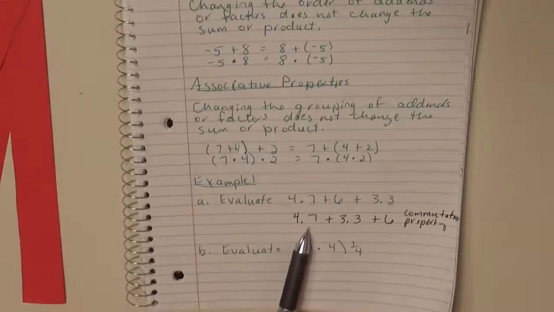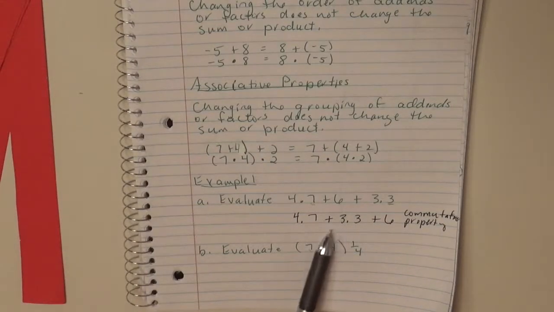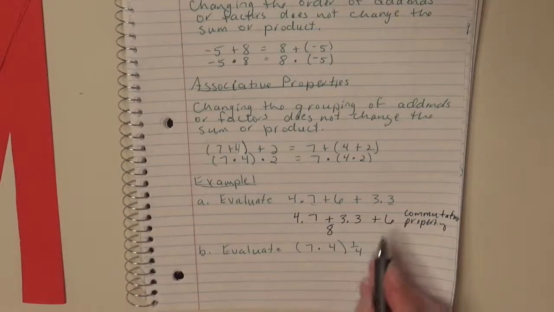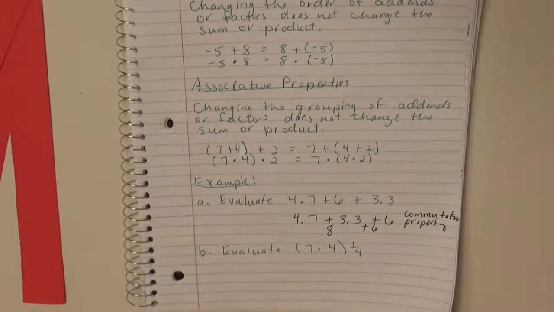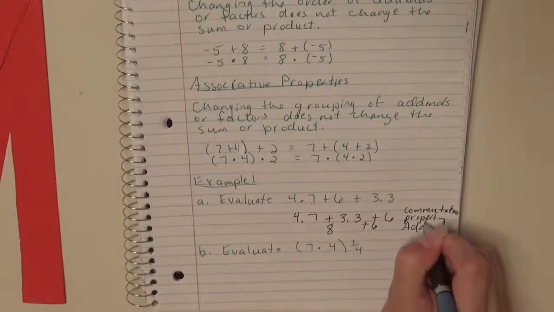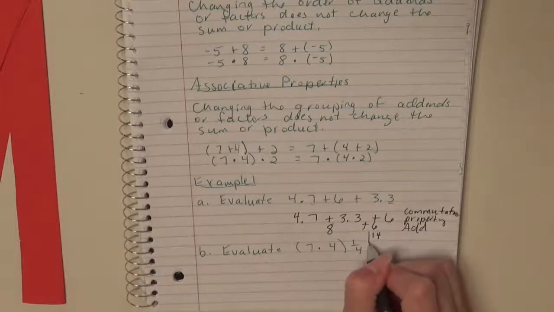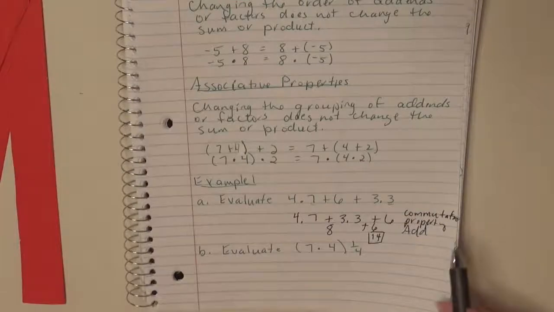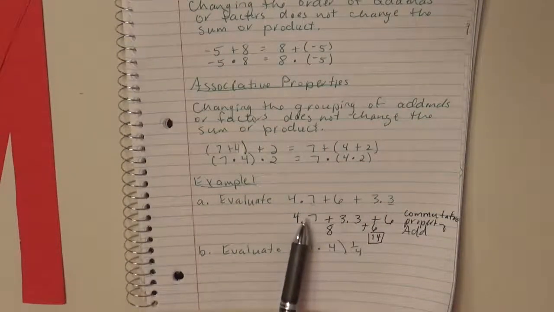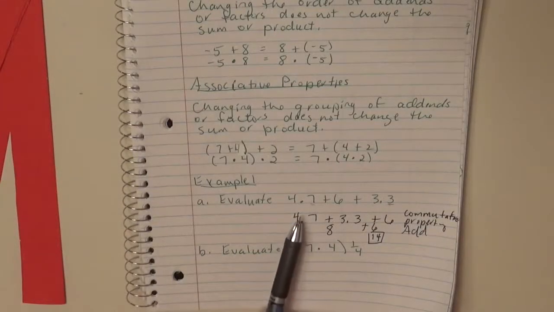And then 4.7 and 3.3, I can do that in my head. That's 8, or 8.0. So that's just 8. And then I need to add my 6. 8 plus 6, all I'm going to do now is just add. Nothing special. 8 plus 6, and my answer is 14. So it was the commutative property that said that I could change the order. And it was easier to add 4.7 and 3.3 than it would have been to do 4.7 plus 6 and then add that. So let's look at part B.